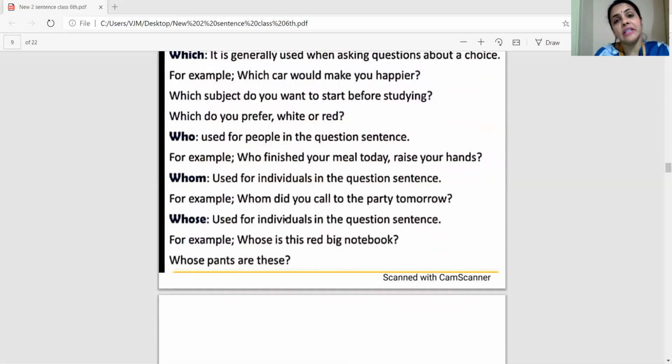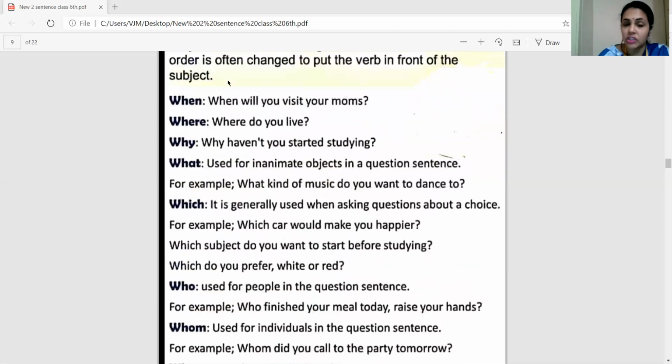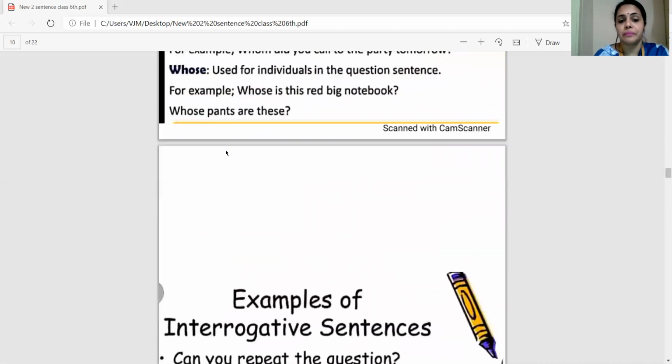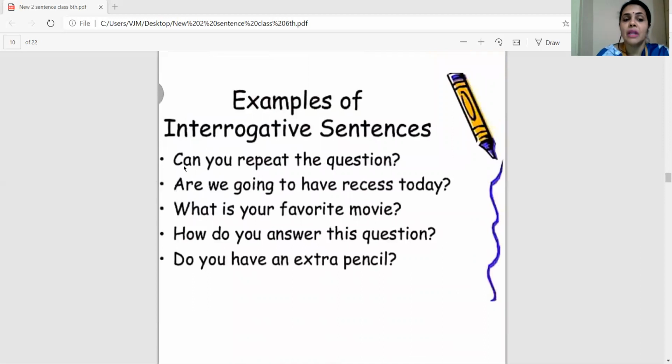As declarative sentences also have two forms, similarly, interrogative sentences also have two forms. Which are those two forms? First form, which we have seen just now, begins with a WH word, an interrogative sentence beginning with a WH word. Similarly, an interrogative sentence beginning with an auxiliary.